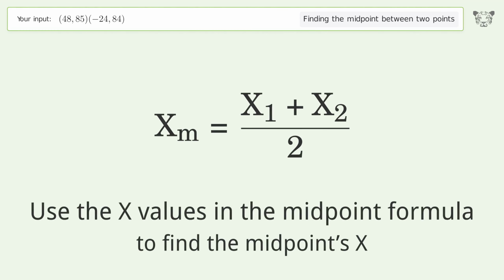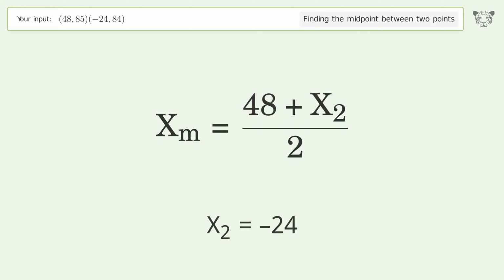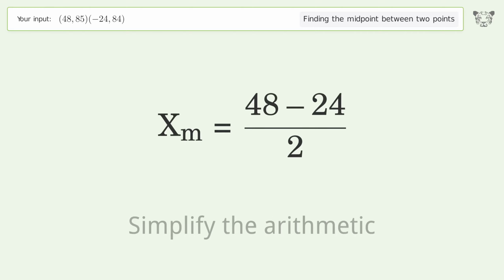Use the x values in the midpoint formula to find the midpoints x. x1 equals 48. x2 equals negative 24. Simplify the arithmetic.